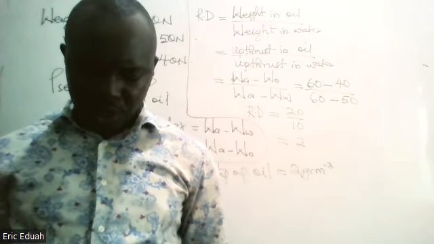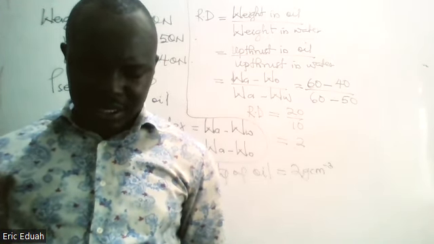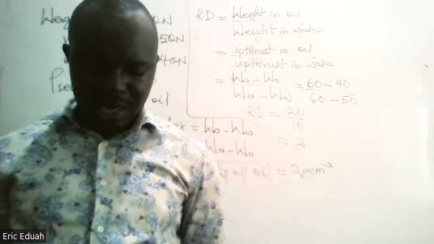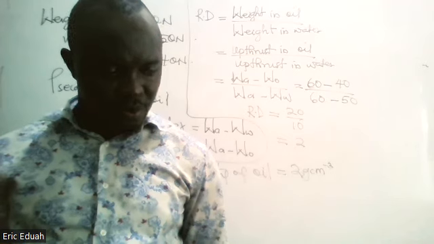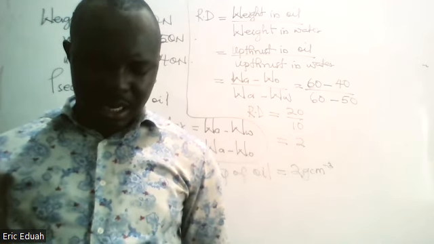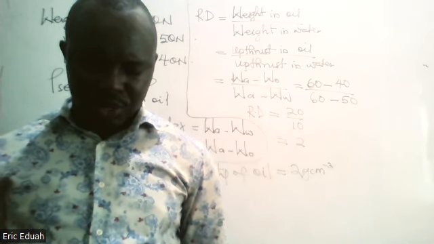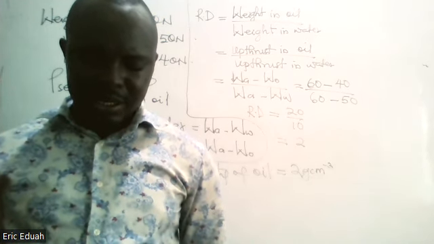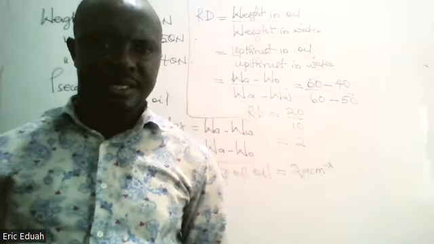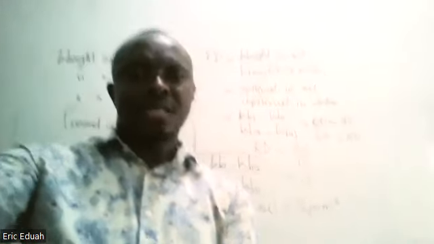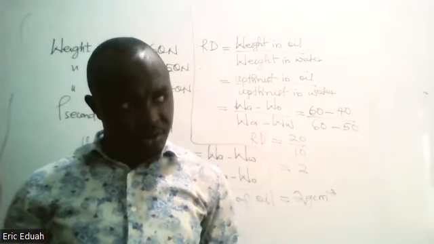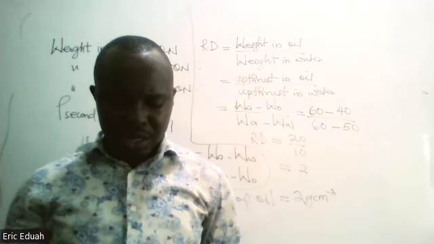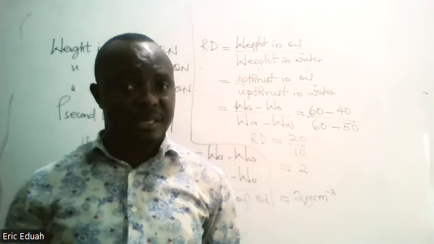If it floats in a liquid of density 800 kilogram per cubic meter, calculate the depth to which it sinks. The it refers to the hydrometer. So calculate the depth to which the hydrometer sinks.